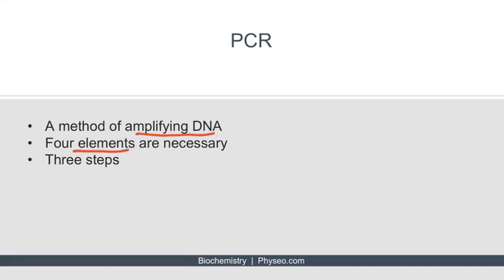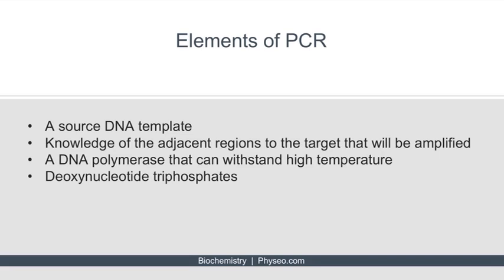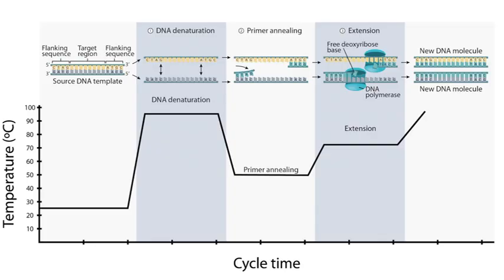There are 4 elements which are necessary in order to perform PCR, and PCR occurs in 3 steps. The 4 elements include a source DNA template, knowledge of the adjacent regions to the target that will be amplified, a DNA polymerase that can withstand high temperatures, and deoxynucleotide triphosphates. Let's pull up a figure so you can see what I'm talking about. This is a detailed figure of PCR which can be found in Section 1 of Lab Techniques.